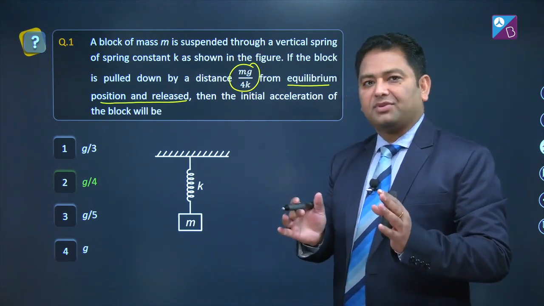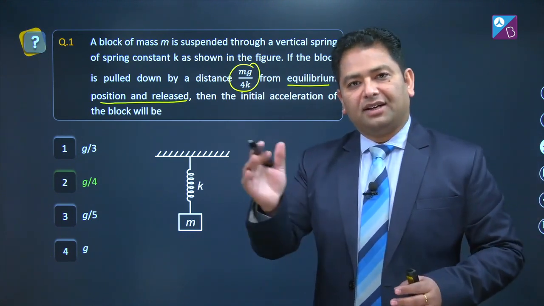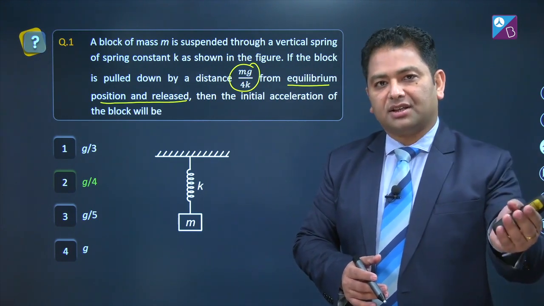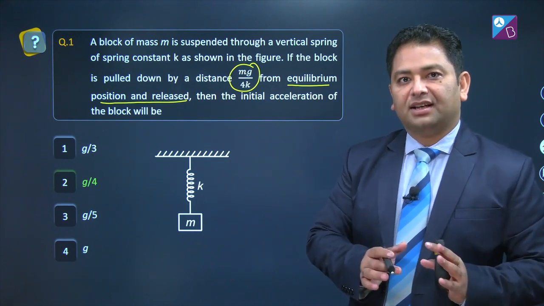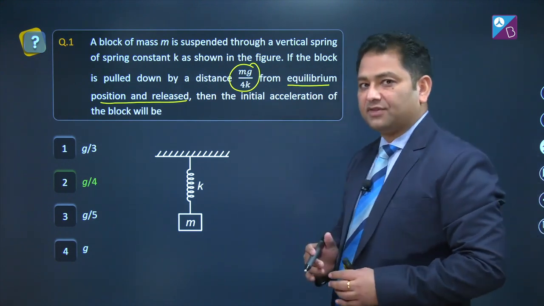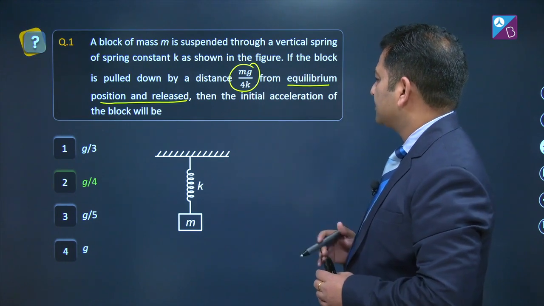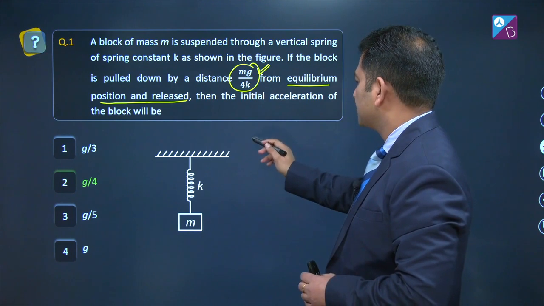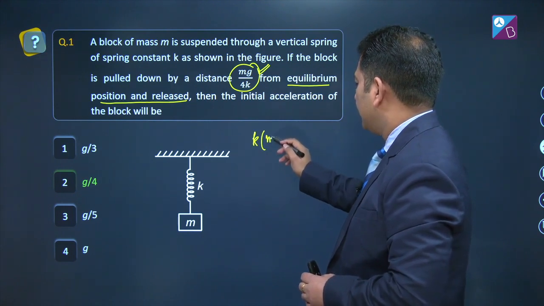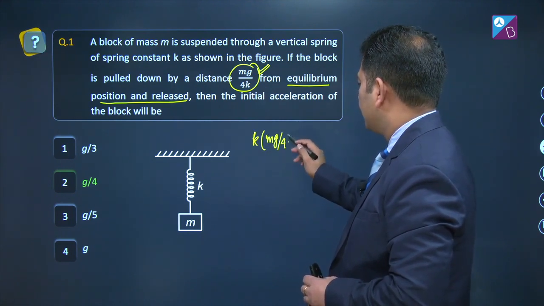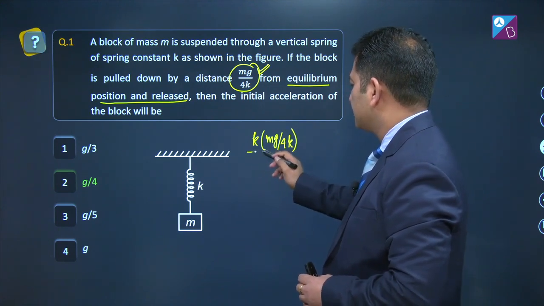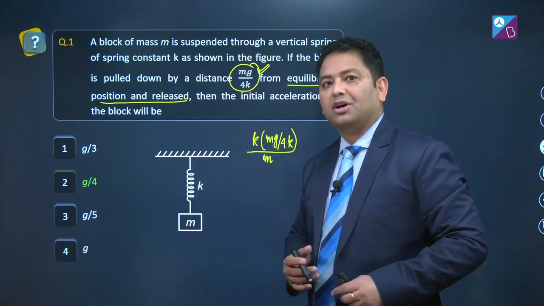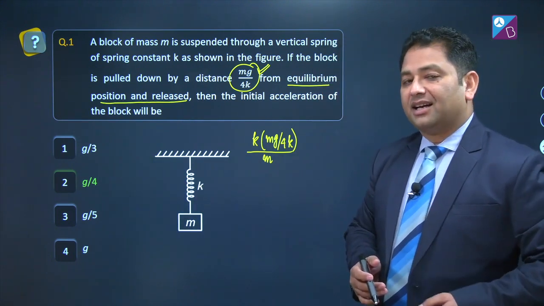Now just think in this way, don't overcomplicate. If it was in equilibrium, then mg and initial elongation, they were balancing each other. So what is the net unbalanced force? The net unbalanced force after the pull would be created by this much of elongation. So that will be K of mg upon 4K. That's the net unbalanced force divided by the mass. That of course is the acceleration. So there you go, option number 2. अगले क्वेश्चन की ओर बढ़ते हैं.